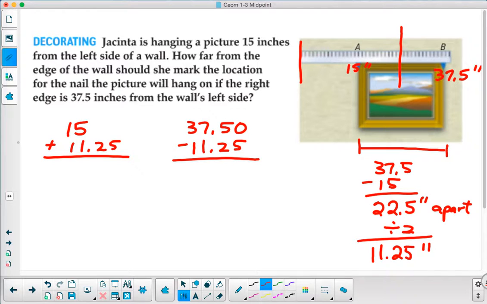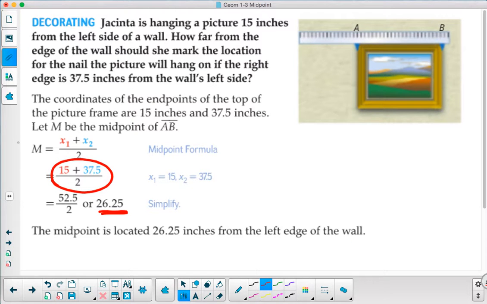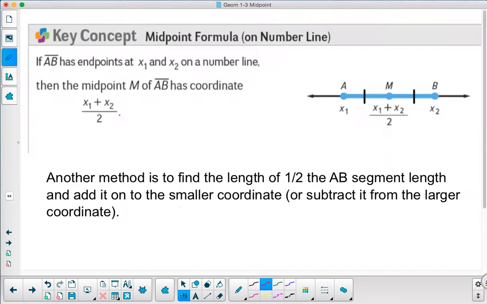And on both of these, you should be getting 26.25. Subtract your borrow correctly. So the location, again, was 26.25 inches from the left. Two different ways to solve that.